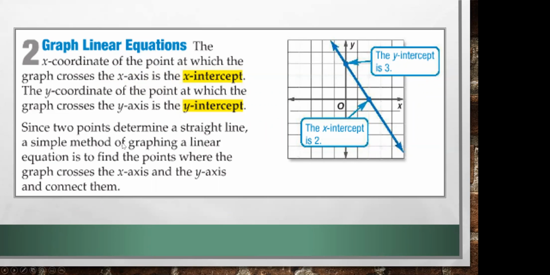So it says since 2 points determine a straight line, a simple method of graphing a linear equation is to find the points where the graph crosses the x and the y axis and connect them, okay? All right, so that way, once you have 2 points, you only need 2 points to draw a line. You don't need 5, 10, 15. You just need 2, and that will tell you what the line is gonna look like.